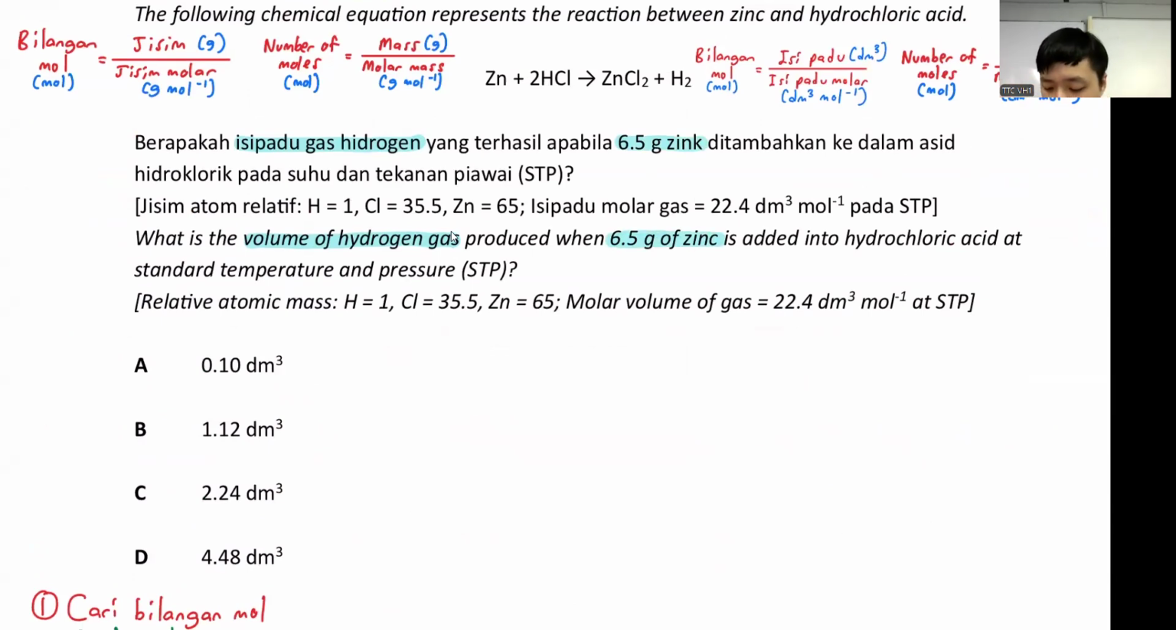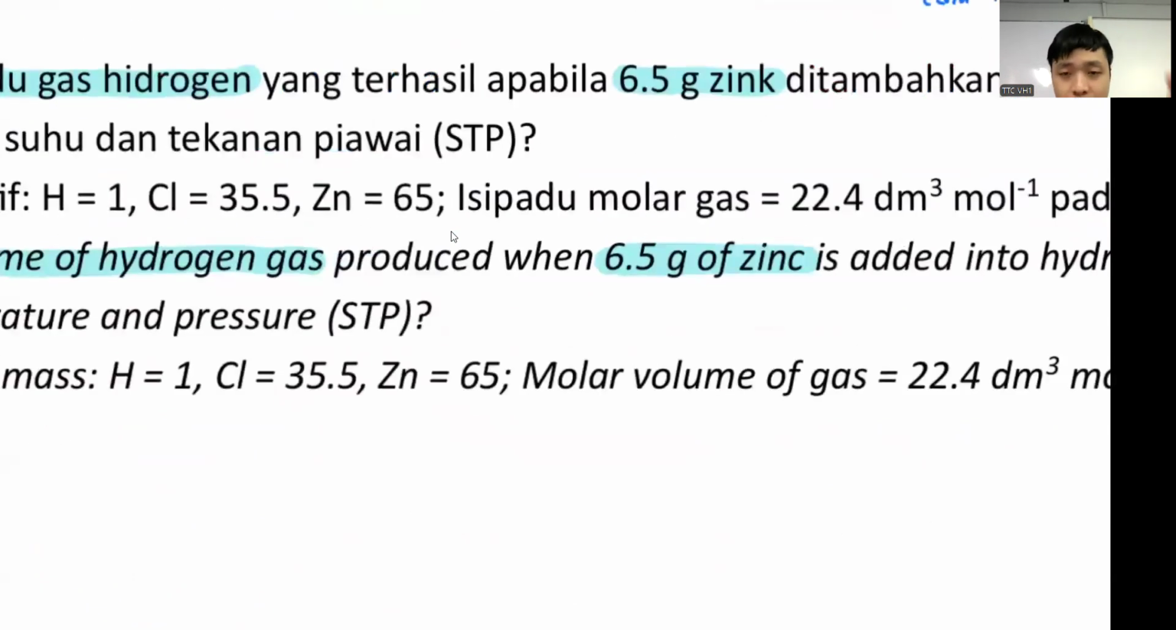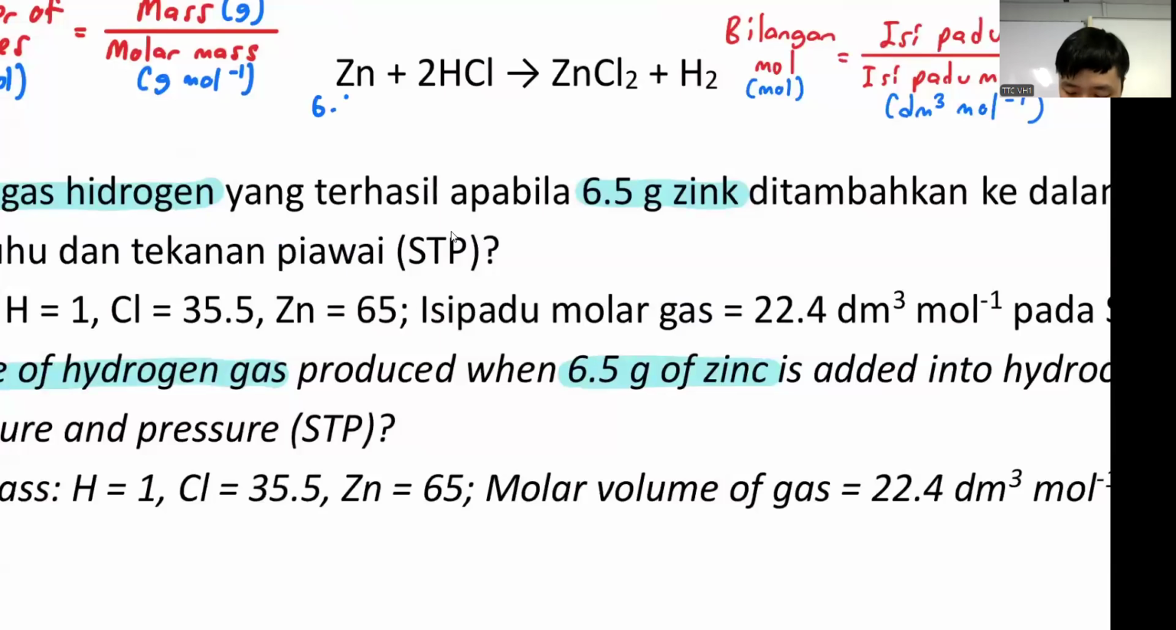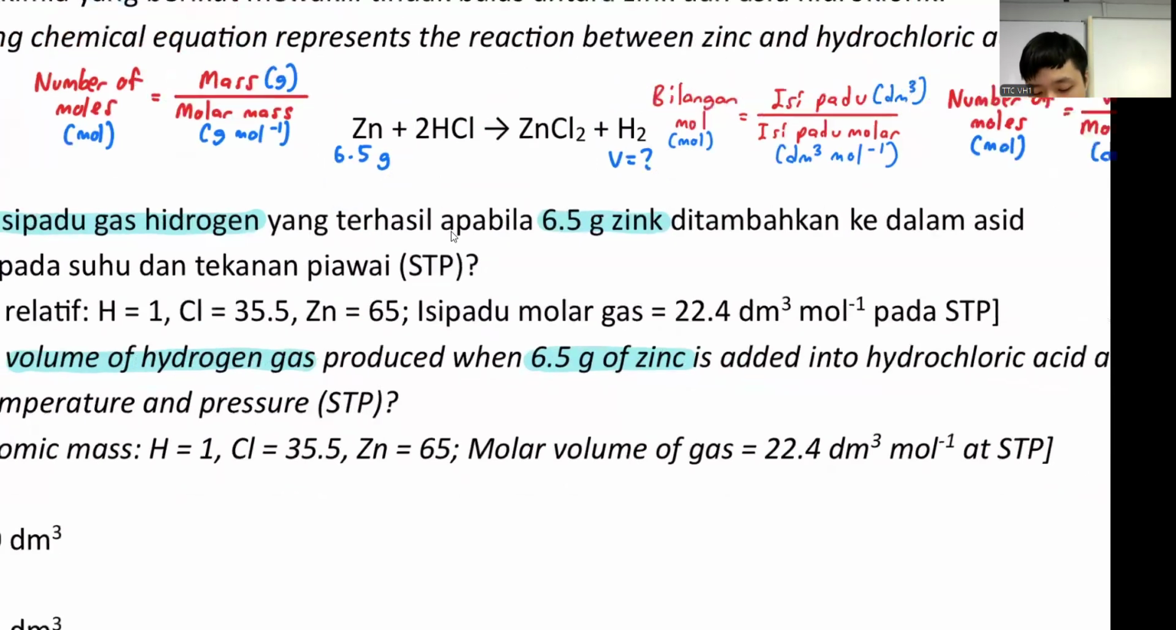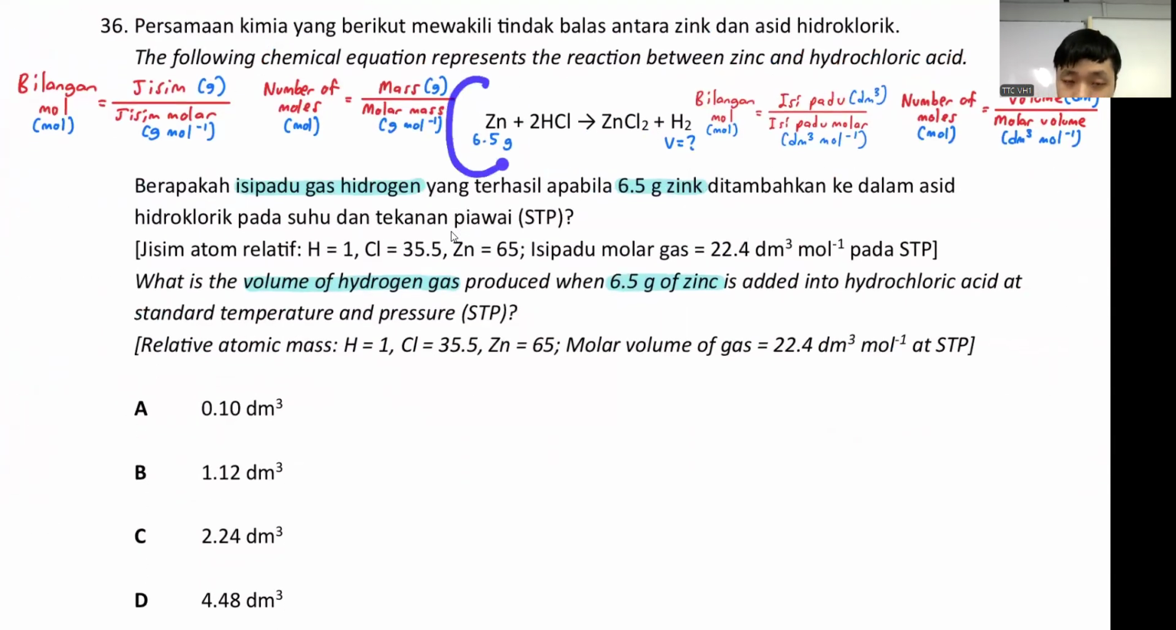So you always start with the one that has information. You always start with the one that has the number, okay? So always write down the information first. Write down 6.5 gram, and then volume of hydrogen gas, question mark. Then first step, start with this one.